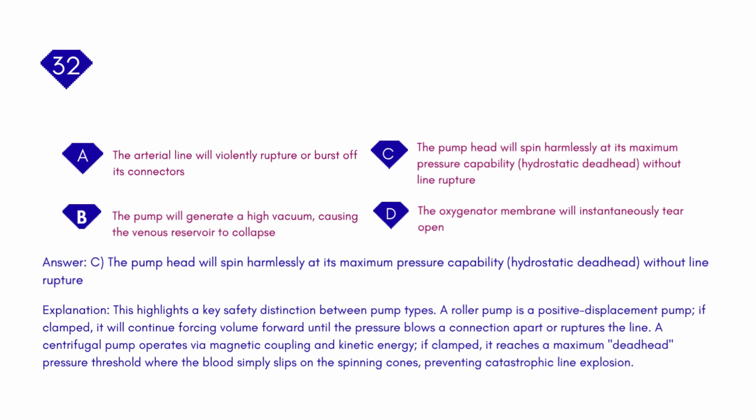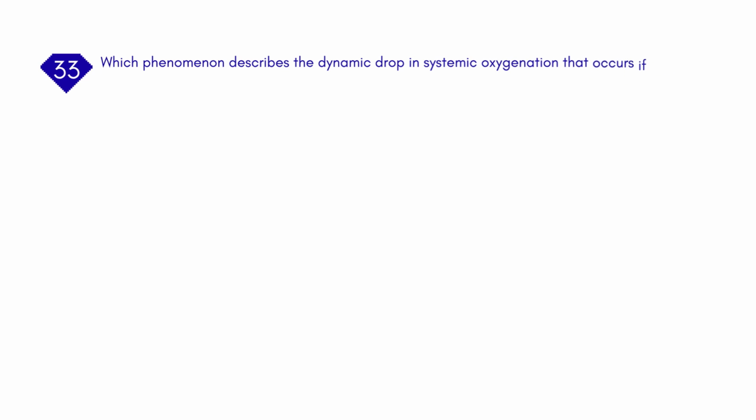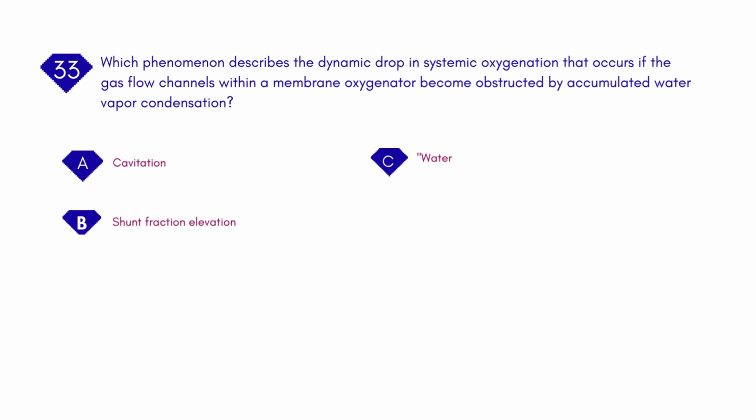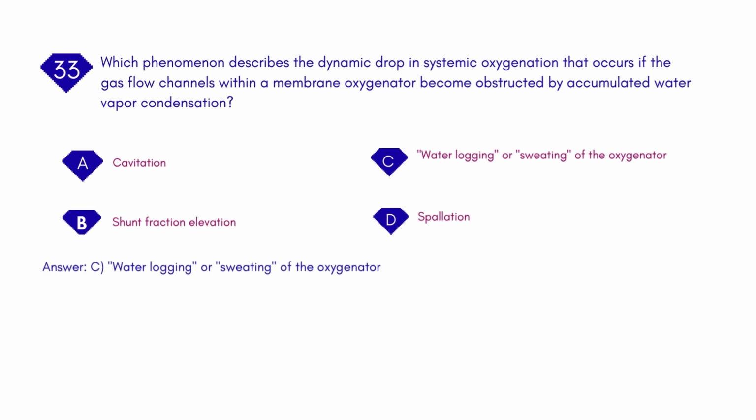Which phenomenon describes the dynamic drop in systemic oxygenation that occurs if the gas flow channels within a membrane oxygenator become obstructed by accumulated water vapor condensation? A. Cavitation. B. Shunt fraction elevation. C. Waterlogging or sweating of the oxygenator. D. Spallation. Answer: C. Waterlogging or sweating of the oxygenator.